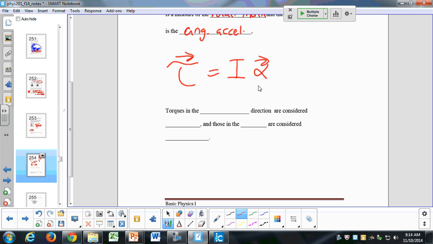Also, as before, torques in the clockwise direction are considered negative, and those in the counterclockwise direction are considered positive. But if it's going in the clockwise direction, that doesn't mean that the direction of the torque is clockwise. Remember, the direction of the torque comes from the cross product. It's actually perpendicular to the rotation, orthogonal to the rotation. So if it's rotating in this direction, our torque is actually in this direction. All right, let's do an example.